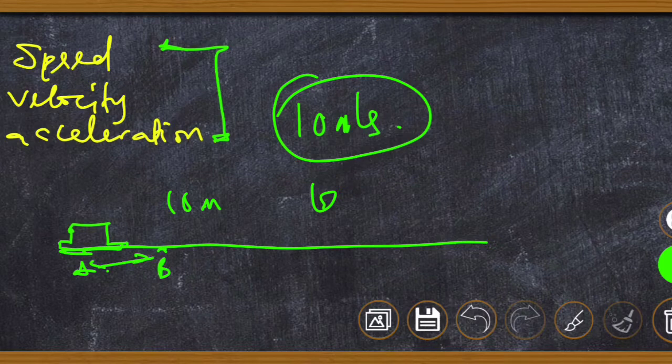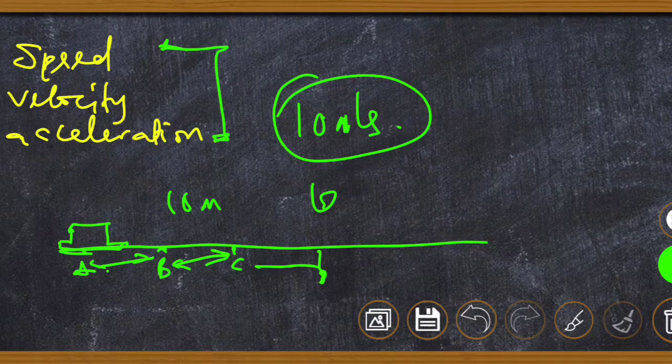Now, the car covers from B to C, also 10 meters. From C to D is 10 meters. It simply means a car that has a speed of 10 meters per second is moving a distance of 10 meters for every 1 second. That's what the car is covering. Now we can easily calculate the total speed that the car has.